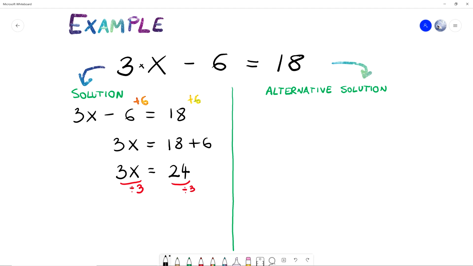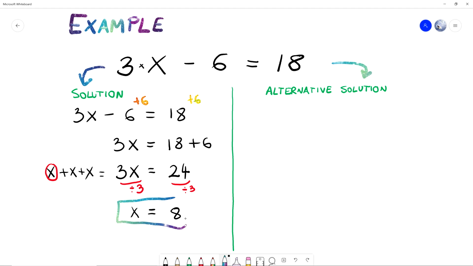And then what I get, well, how much is 3x divided by 3? 3x divided by 3 equals x. X, exactly, because 3x is x plus x plus x. And if I divide it in 3 equal parts, then here are 3 equal parts, so that is 1 equal part in 3. So that's x. And how much is 24 divided by 3? 24 divided by 3 equals 8. 8. So that should be the solution to our equation.